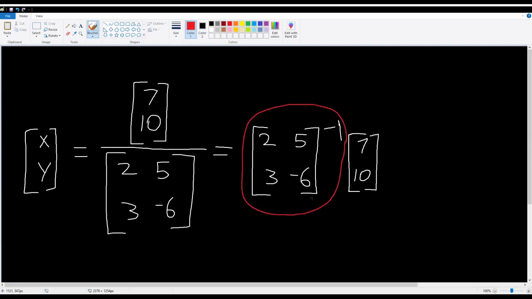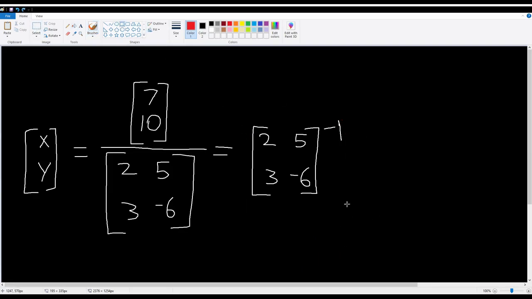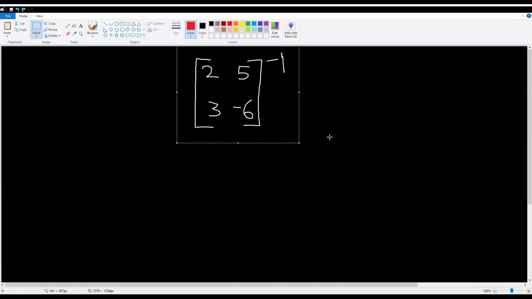So the only thing left to do is to solve for this inverse matrix over here. But it's actually kind of difficult to solve for that as well. It's not as simple as just taking the reciprocal of each term.